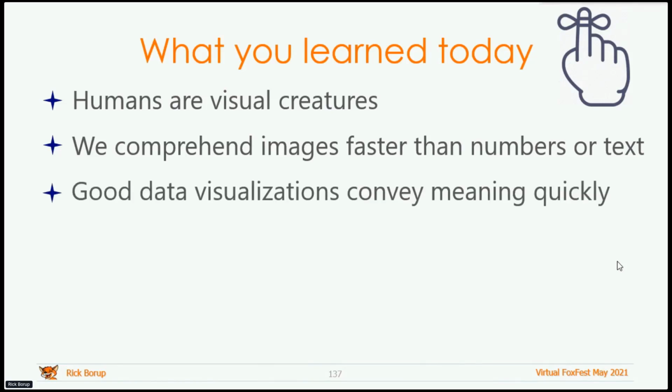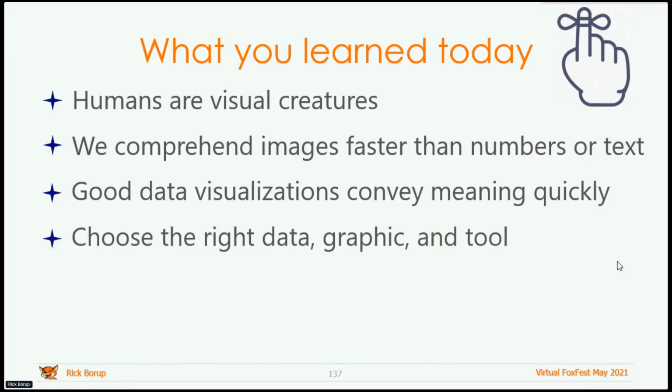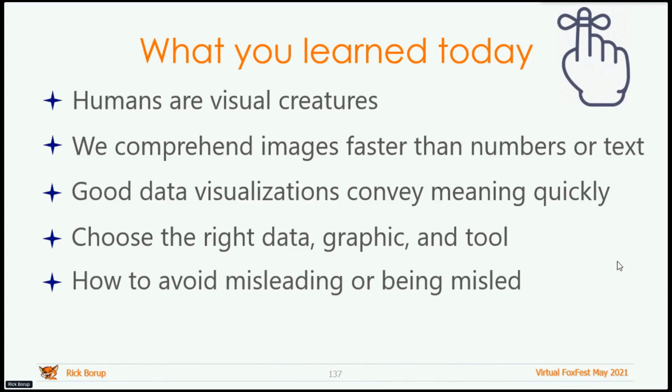We learned that good data visualizations are intended to convey meaning quickly, and that there are other types of visualizations, complex and animated, that are excellent for different purposes, but also all of them, whichever kind you use, are good at conveying the information more quickly than just describing it visually or by numbers. We talked about choosing the right data, the right kind of graphic, and the right tool for the job. And finally, we finished up with a section on how to avoid unintentionally misleading your audience or being misled yourself if you're the consumer of a graphic.